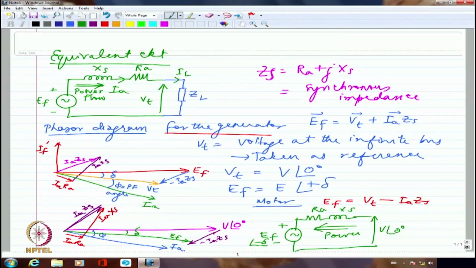This is a very, very important characteristic in AC systems. In DC systems, the current will always flow from a higher magnitude to a lower magnitude. Whereas in AC systems, the power will always try to flow from a leading angle to a lagging angle. That is the way the power flow occurs.